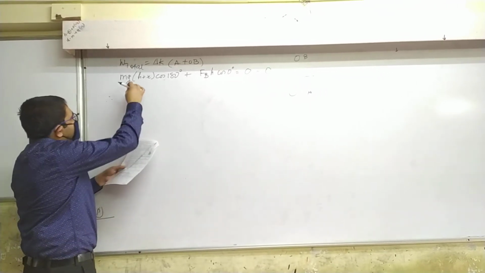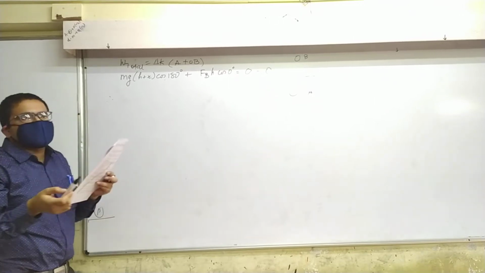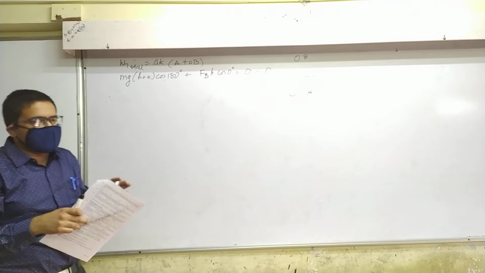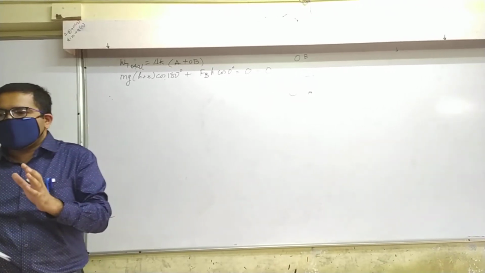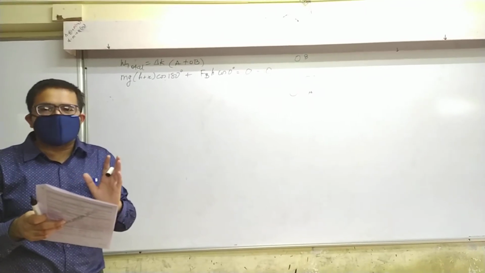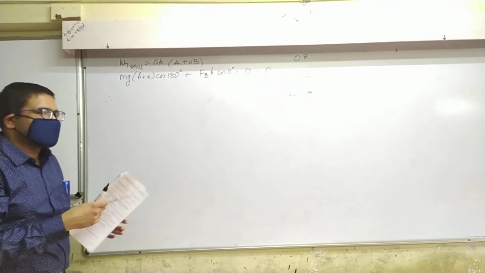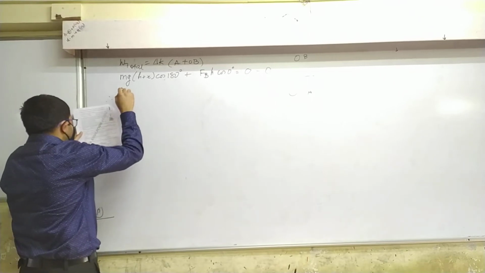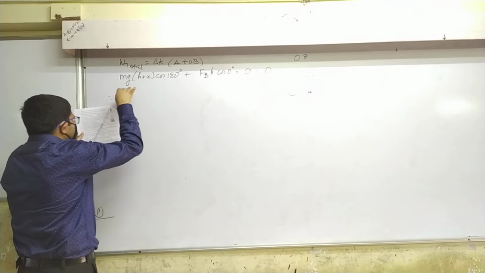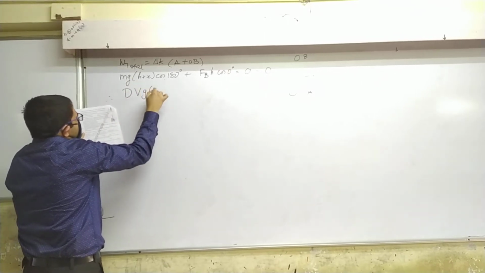So mass of the ball. What will be the mass of the ball? Mass is given in the question or not given? Not given. So we'll have to write it as density into volume. Clear? Whenever mass is not given, you always do that. Density into volume. So density of the ball, capital D into volume, let's say V, into g into h plus x.